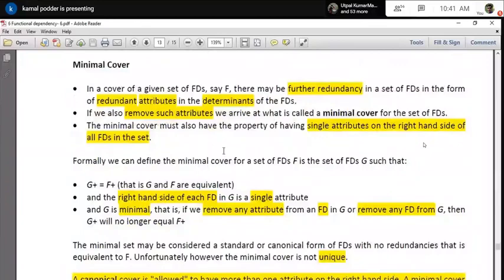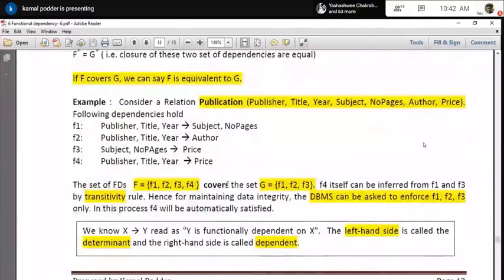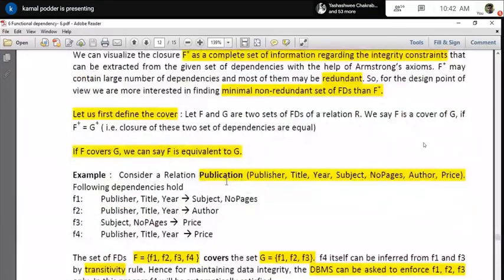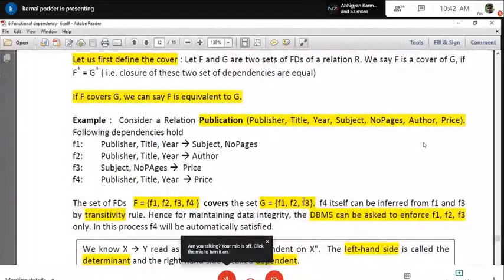In a cover of a given set of FDs, say A, there might be further redundancy in the set of FDs in the form of redundant attributes on the determinant side. So you have found the cover. Suppose I have this cover, G is my cover. F covers this, so I took that.